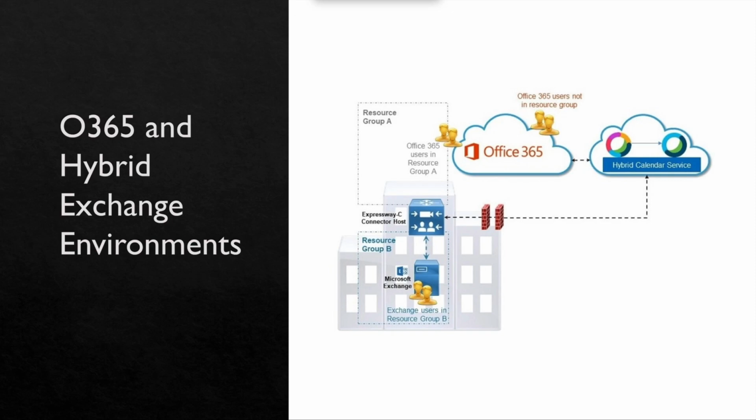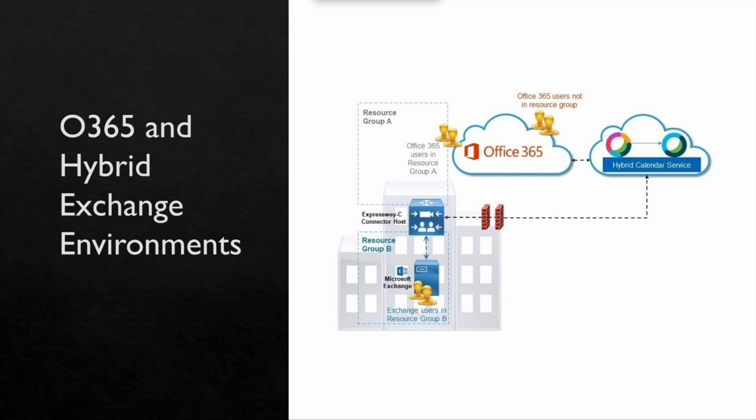Now, as I mentioned before, previously to serve Office 365 users, you had to install the calendar connector on an on-premise Expressway, which didn't make sense. Why do I have to have an on-premise server to service something that's in the cloud? This on-premise deployment was required if you didn't have a hybrid Exchange environment. But now you can choose to enable the cloud-based hybrid calendar service for Office 365 without that connector.